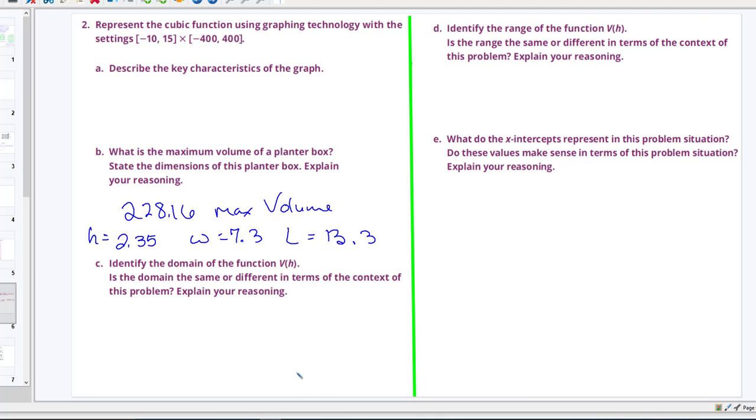So we stopped class in the middle of this problem yesterday. We were trying to figure out what is the maximum volume, and we had found the dimensions of that box. I know some of your classes actually got a little bit farther than this, but let's just pick up from right here.